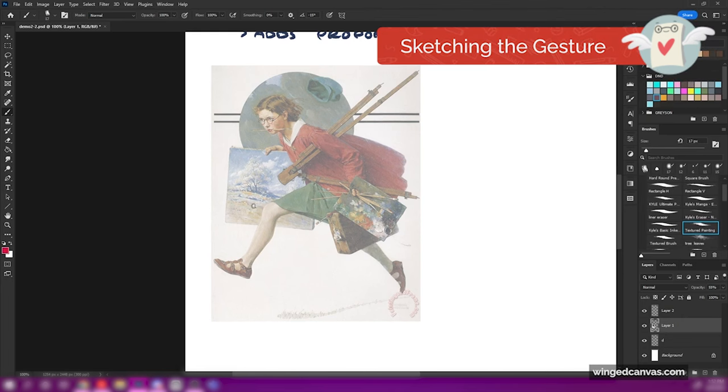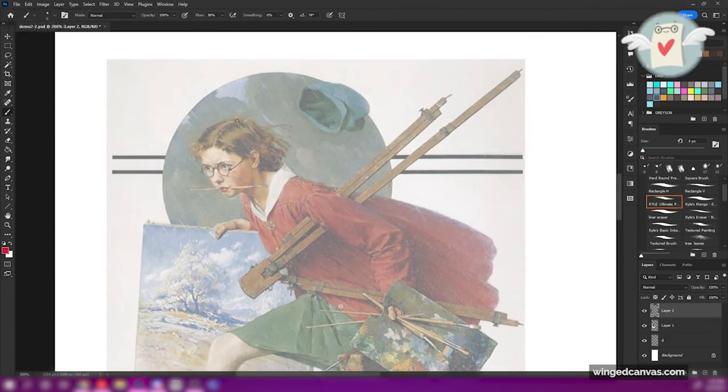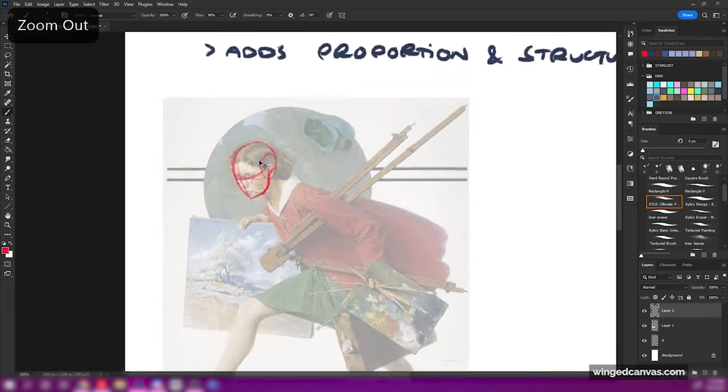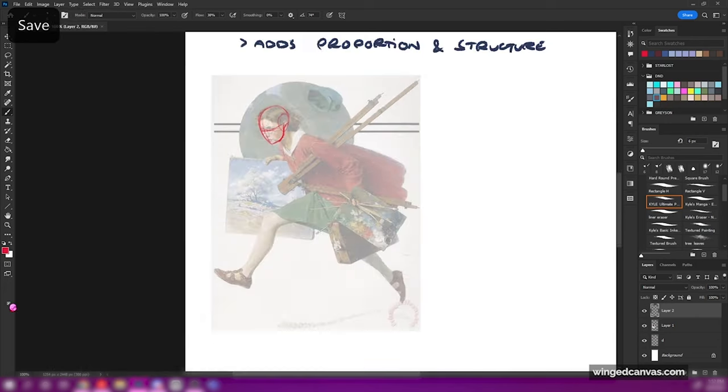Let's take a look at our gesture first. What do we see here? So we see this head. So let's say we've got the head here, right? We can analyze, find the cranium. So we've got the shape of our head in there, built in nice and strong. But now we want to find our gesture. We want to find our line of action.